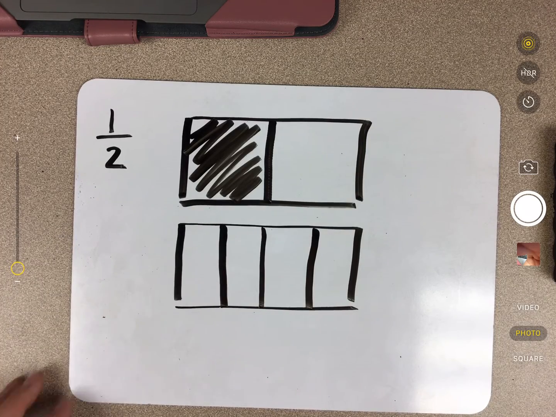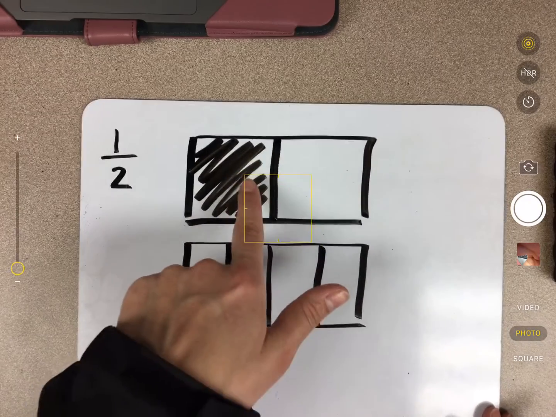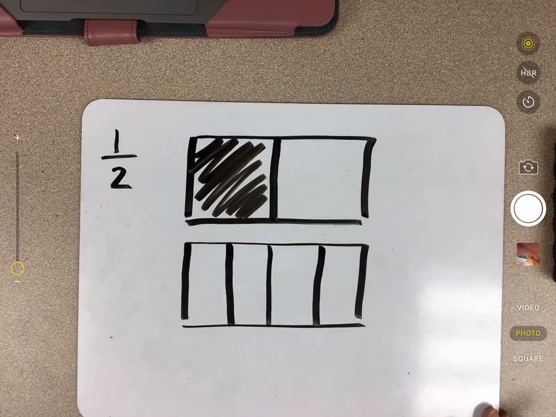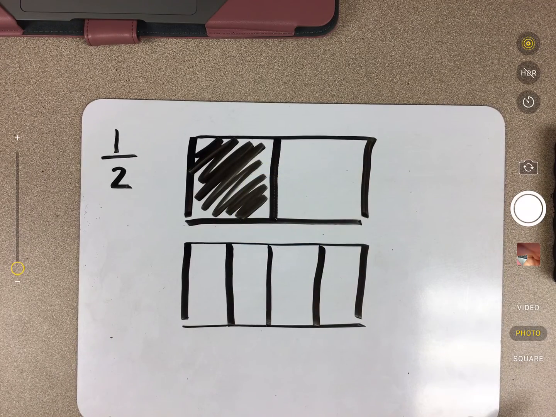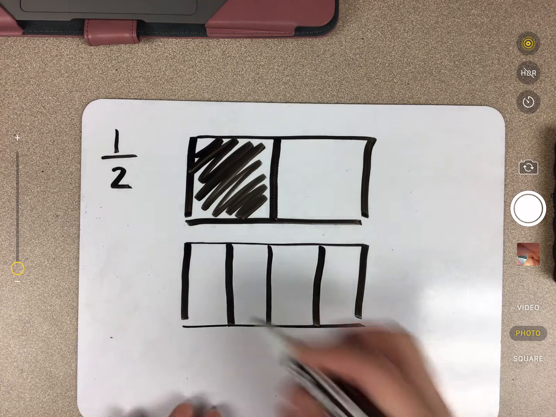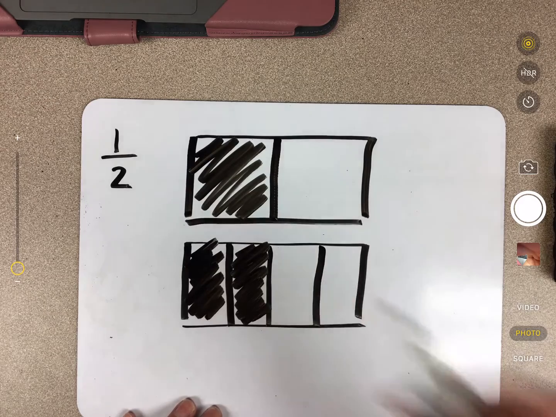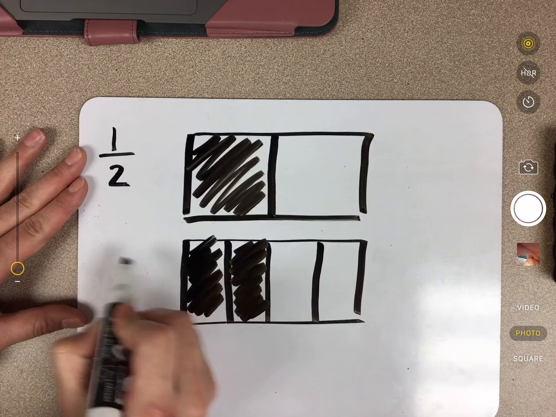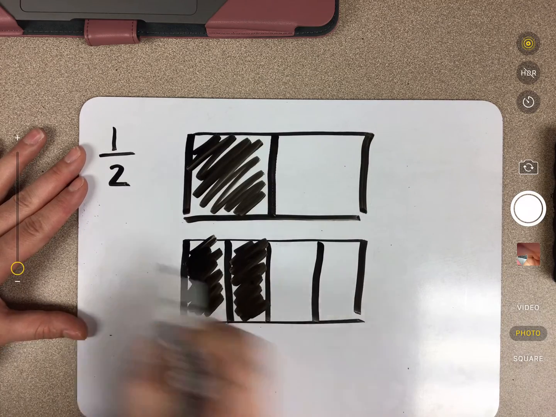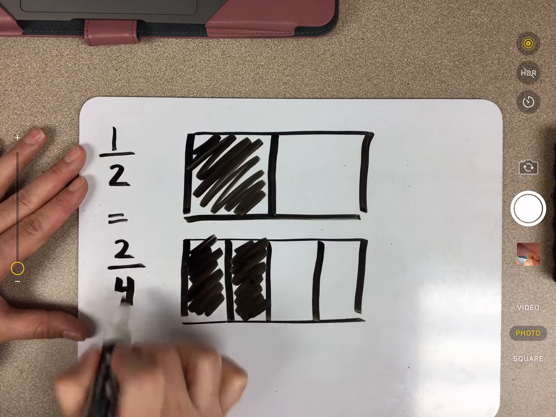Now, can you guess, if I shade the same amount, how many boxes will be shaded in this rectangle if I want it to be the same amount? 2. So I would shade 2 boxes for it to be the same amount, because remember, we're talking about equivalent fractions, and this would be 2 of my 4 boxes shaded. So 1/2 equals 2/4.